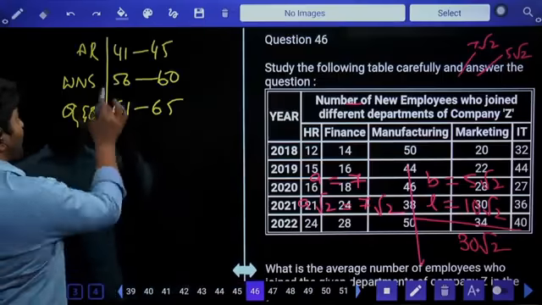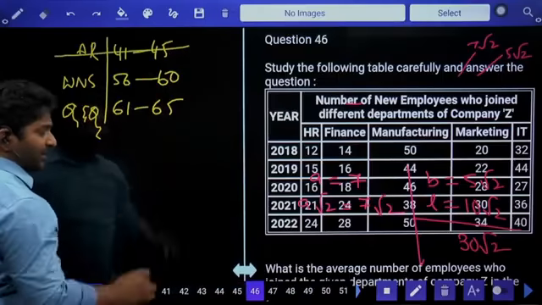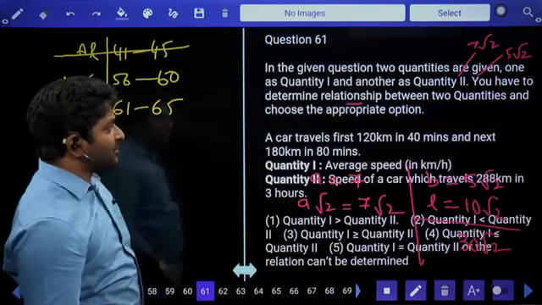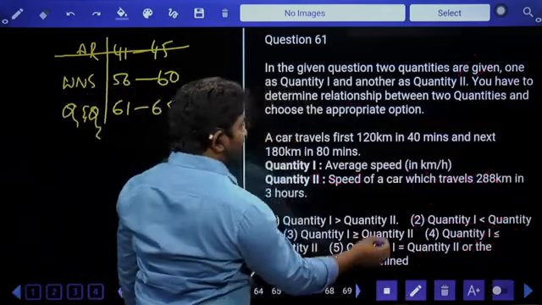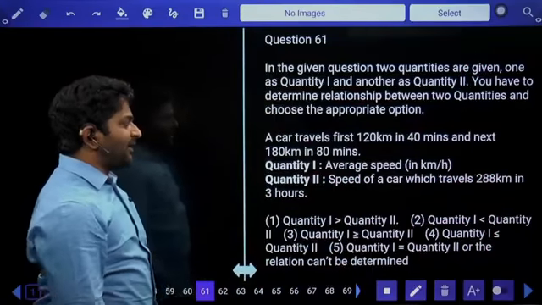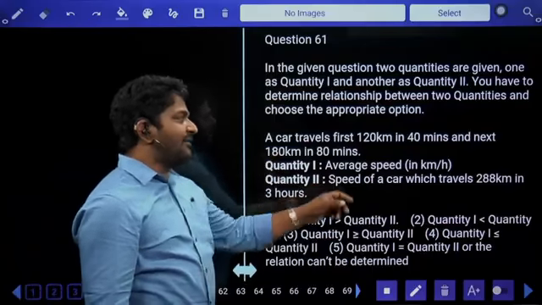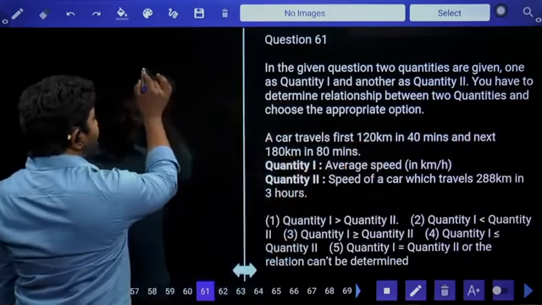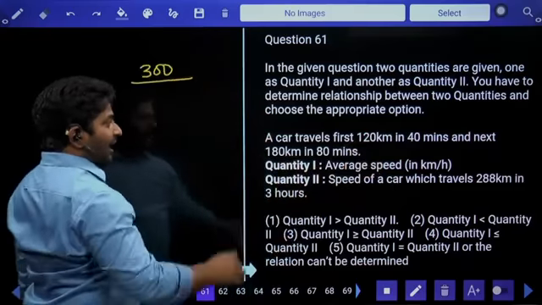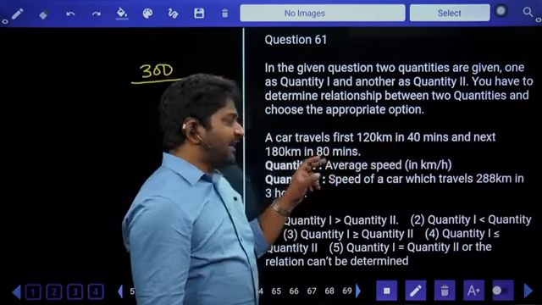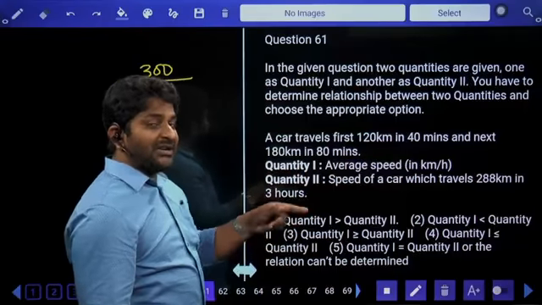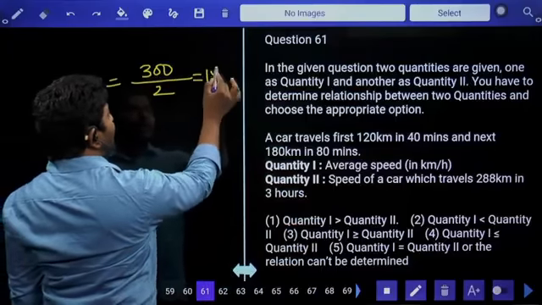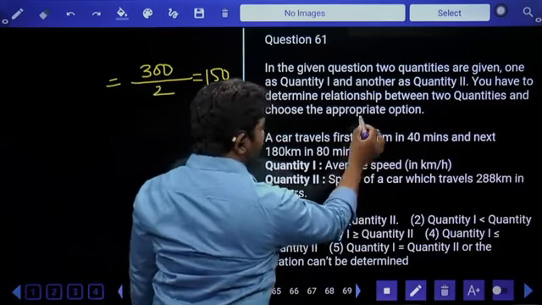Now, we are done with arithmetic questions, and let's start from question number 61 to 65, which are Q1 and Q2s. 61 onwards. A car travels the first 120 kilometers in 40 minutes and the next 180 kilometers in 80 minutes. Average speed is total distance by total time taken. Total distance covered is equal to 300 kilometers and the total time taken is 40 plus 80, 120 minutes. 120 minutes converted into hours is 2 hours, so the speed is equal to 150. So Q1 is equal to 150.